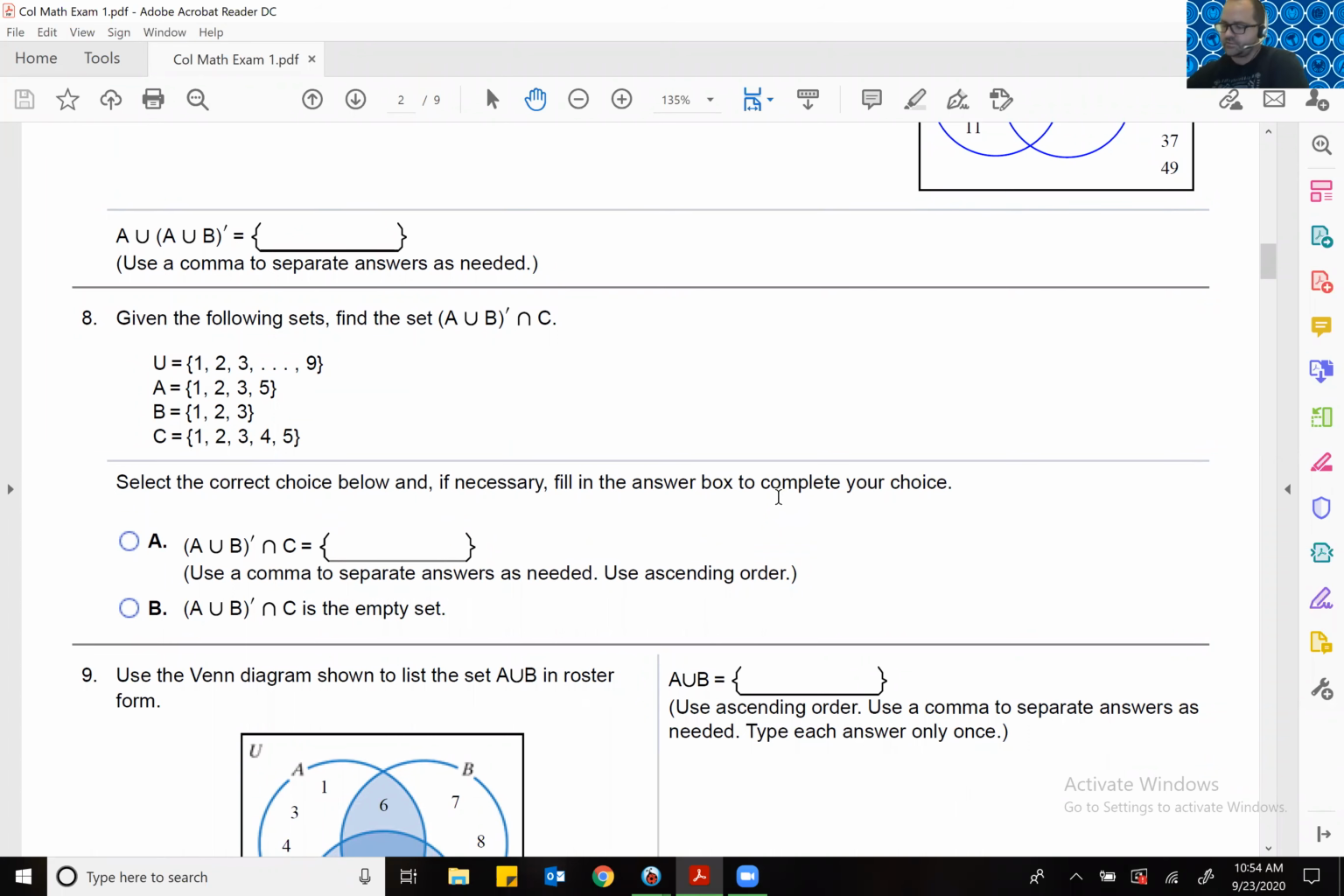Give me just a moment to get this written down. And we're going to make a 3-circle Venn diagram. B, C, 2, 3, 5, 6, 7, 9. A is equal to 5. B equals 1, 2, and 3. C equals 4, 5.